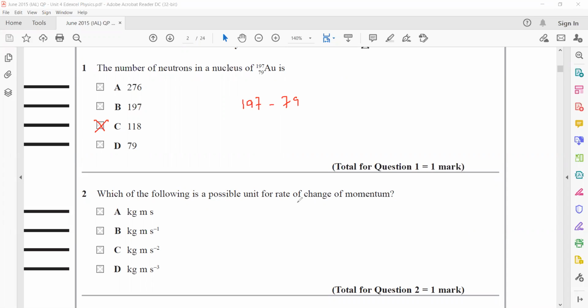Which of the following is a possible unit for rate of change of momentum? Rate of change of momentum is called force, because force is (mv minus mu) over t. The unit of force is Newton, but the SI base unit: Newton itself is force, so it is kilogram meter per second squared, because force is mass into acceleration. Mass is kilogram and acceleration is meter per second squared. So C is the right answer. It will be kilogram meter second to the power minus 2.